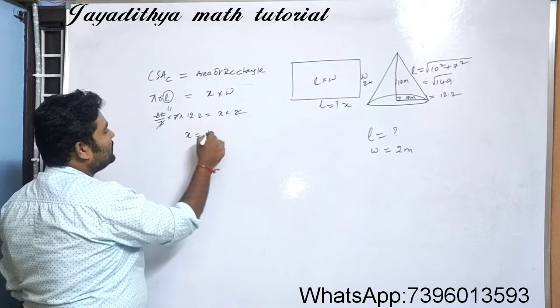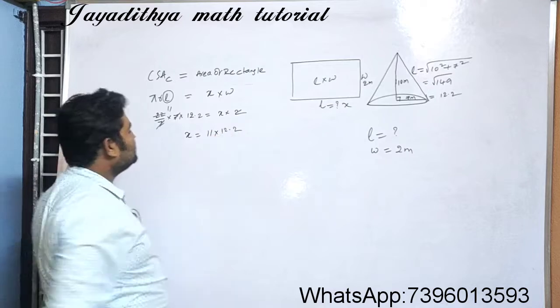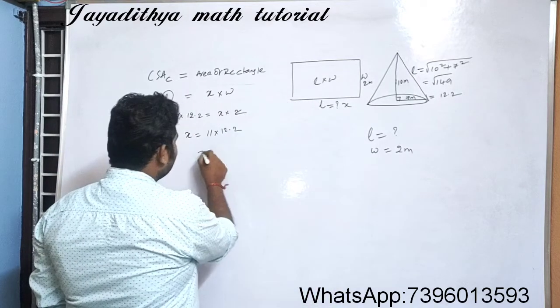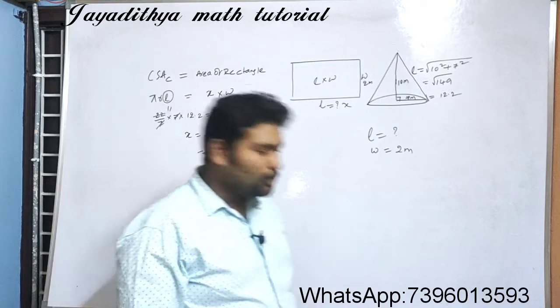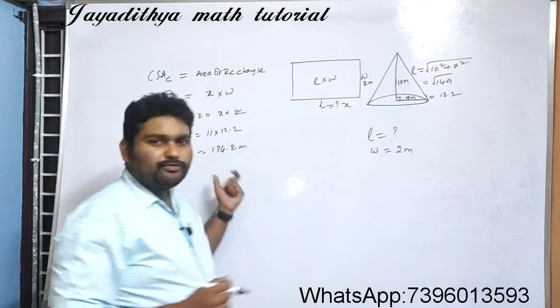So x is equal to how much? x is equal to 11 into 12.2, which will be equal to 134.2 meters.